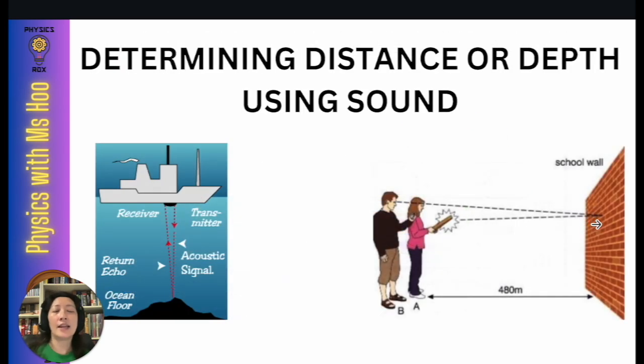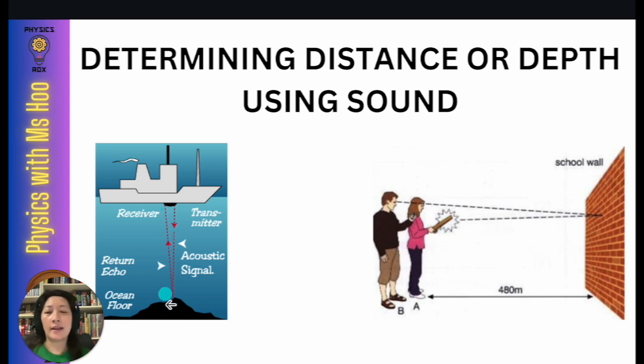Other calculations that you need to know how to do could involve determining the depth of the ocean under the ship, or to determine the time difference between the echoes that we hear in this case. So for example, if a sound is made, they will hear two sounds. So first is the sound traveling from the source to the ears directly, and the second sound is because the sound has traveled and echoed off the wall, and you may be asked to calculate the time difference between that first sound and that echo.